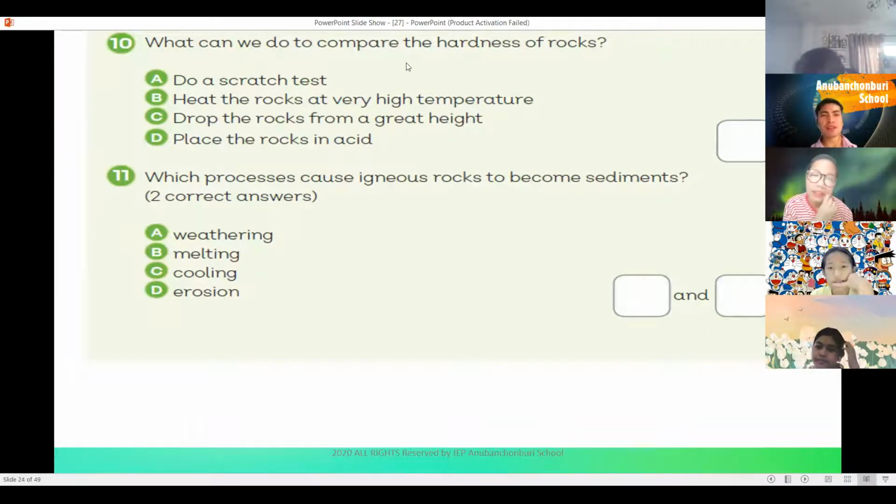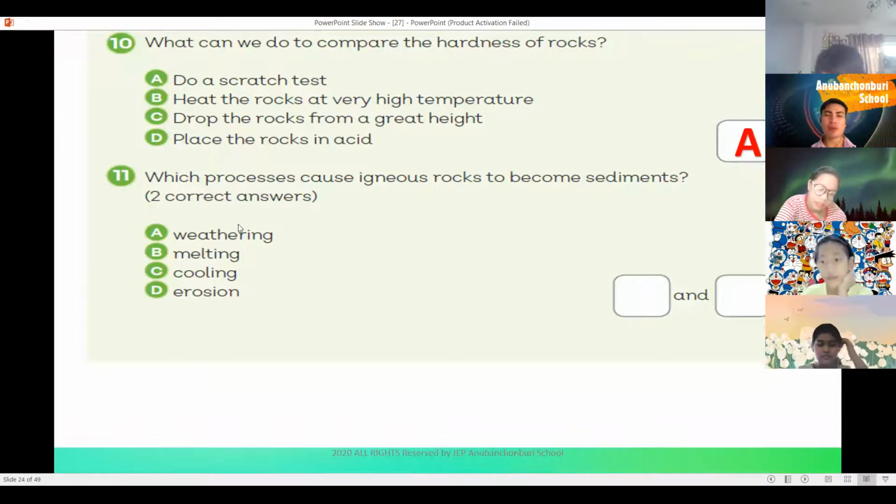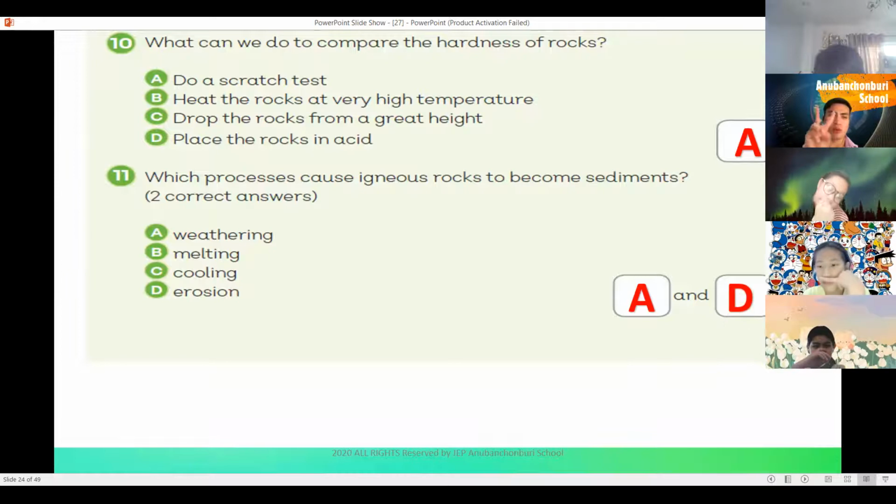What can we do to compare the hardness of a rock? Do a scratch test, hit the rocks, drop the rocks, place the rocks in acid. Which one is the correct answer? A, do a scratch test. Which processes, plural, cause igneous rocks to become sediments? What's your answer? A and D. Very good. Weathering and erosion, always in tandem, partners always.